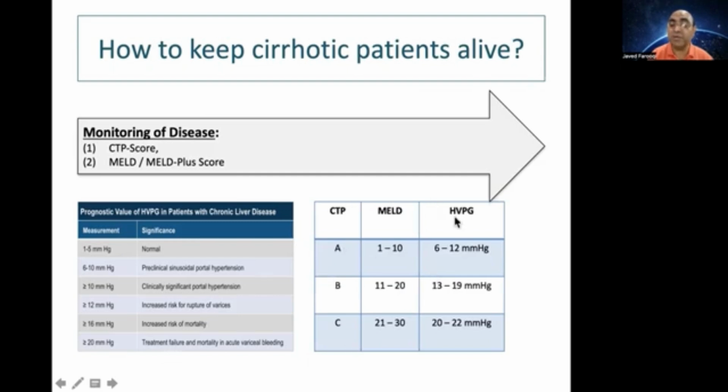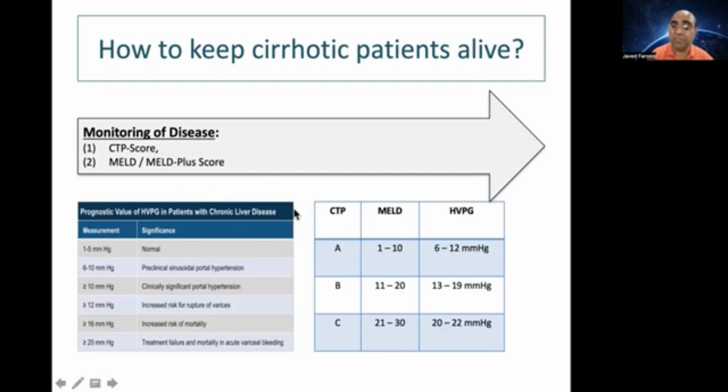This is very important. I need your attention for 30 seconds here. If your patient is in Child class A, the MELD is, by and large, 10 or less, and the hepatic venous pressure gradient is less than 12. So if you are able to keep your patient in Child class A, these will be the underlying pathophysiological pressures. But in Child class C, you see the MELD is high, and the hepatic venous pressure gradient is more than 20 to 22 in these patients. So it means the therapeutic interventions will not be that effective.